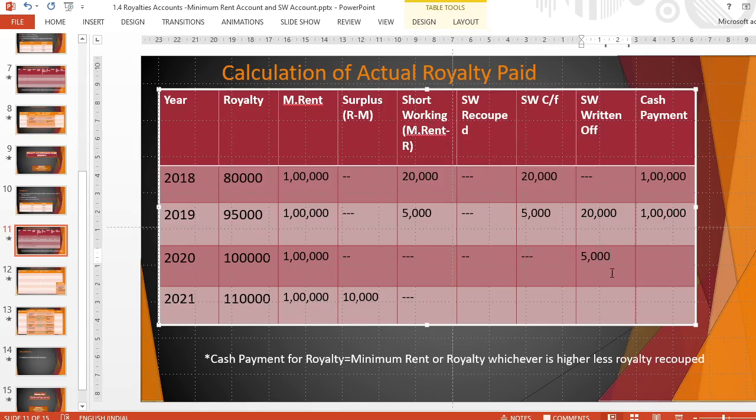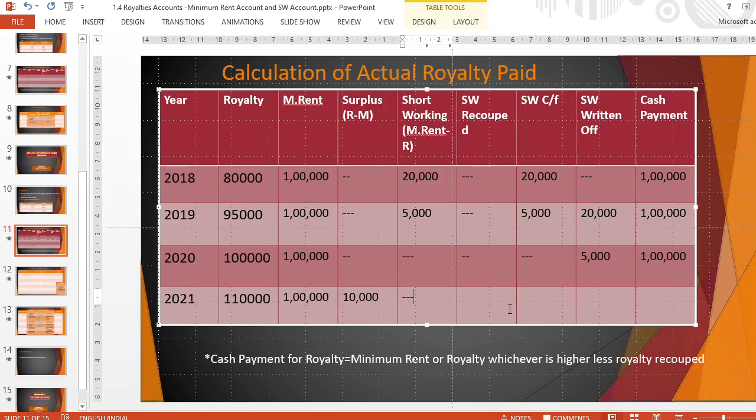So, consider the last column. Royalty or minimum rent, whichever is higher. So it is 1 lakh minus recoupment, if any. Recoupment is 0, so 1 lakh minus 0 is 1 lakh.